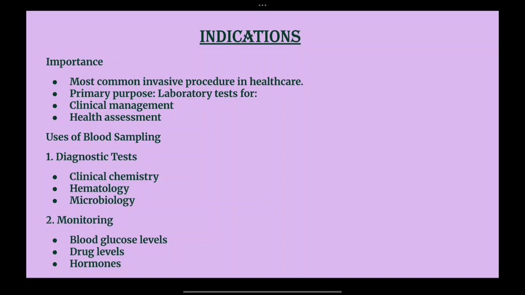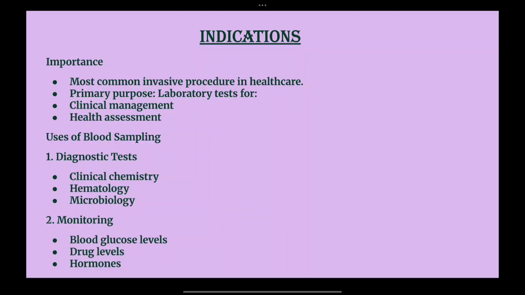So it is done for finding out the blood glucose levels. It can be done every 3 or 4 months to determine the blood sugar levels in a diabetic patient or a patient who has undergone a surgery, or in general a blood glucose level can be monitored using blood sampling. You can monitor the drug levels as well.